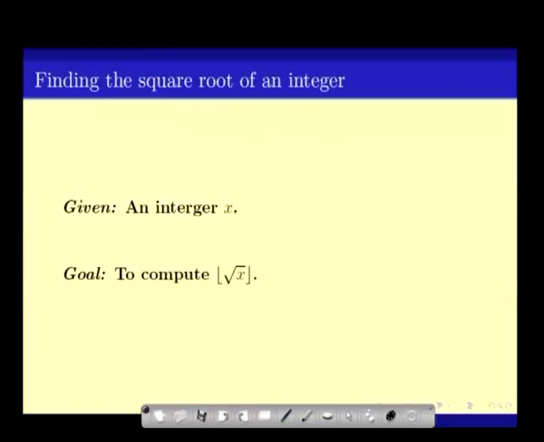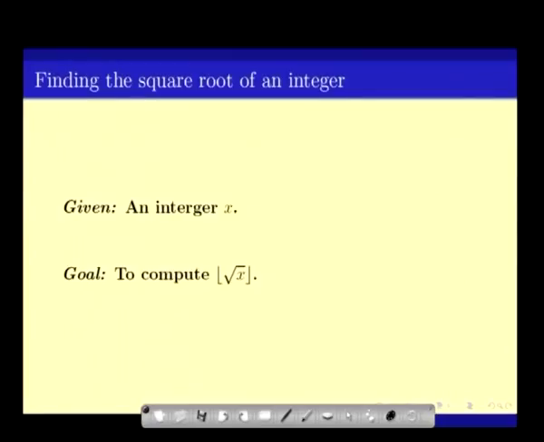So, if I give you x equals 53 and ask you is 7 an answer, the only thing you can do is check is 7 less than square root of x, or in other words is 7 square, which is 49, less than 53. The answer is yes, but that is not a guarantee that it is the largest integer less than square root of x. So, you have to check the other direction also, which is 7 plus 1, which is 8. Is 8 less than square root of x? The answer will be no in this case. So, we can go over all the numbers 1 to possibly x and find out the square root of x.